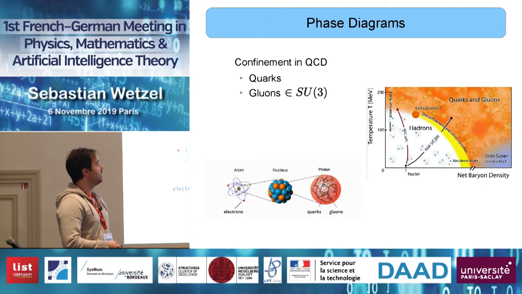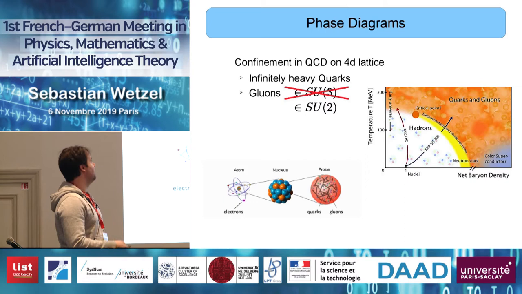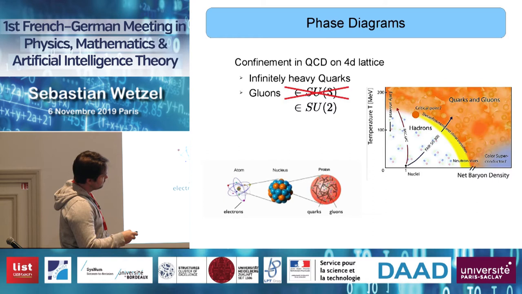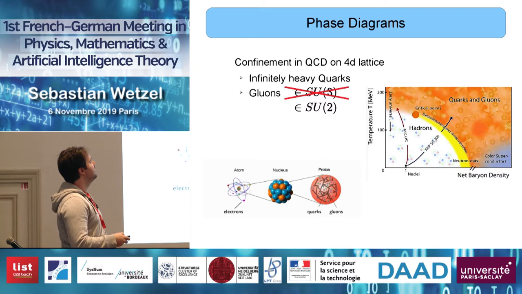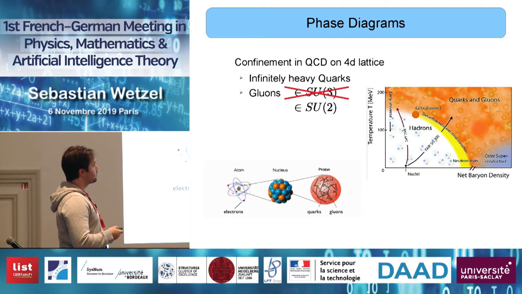Sadly, this is way too complicated. That's why we're going to restrict ourselves to a simpler model. So this phase transition is between free quarks and gluons and the bound hadrons, while QCD is normally described by SU(3) gauge theory. So the gluons are bosons that obey SU(3) symmetry. We also assume that we have infinitely heavy quarks, so they don't move, and we don't calculate particles in a continuous space, but we put them on a four-dimensional lattice in this case.